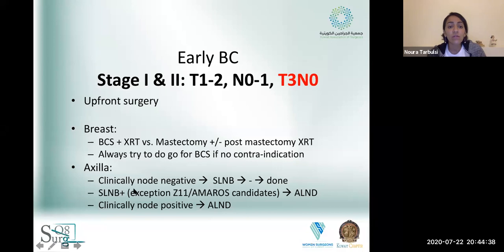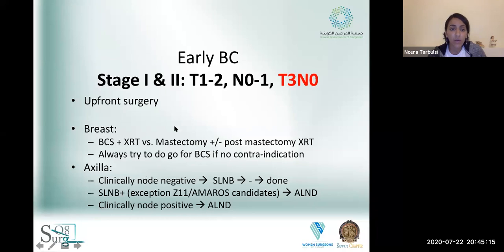If the patient comes already clinically node positive, palpable disease, or on ultrasound they're suspicious and biopsy confirms that there are metastatic cells in the lymph nodes, then you're going to do axillary lymph node dissection. So this is early breast cancer, and we're doing upfront surgery. Breast, 2 options, BCS plus radiotherapy versus mastectomy. Axilla, depending on the status: if the nodes are clinically negative, sentinel; if the nodes are clinically positive, then we're going for axillary lymph node dissection.